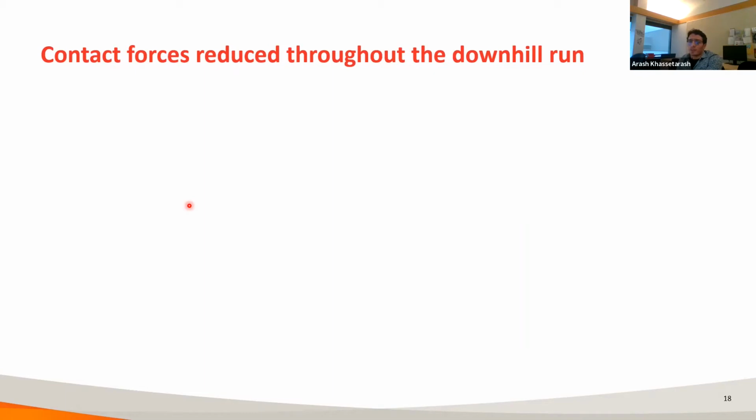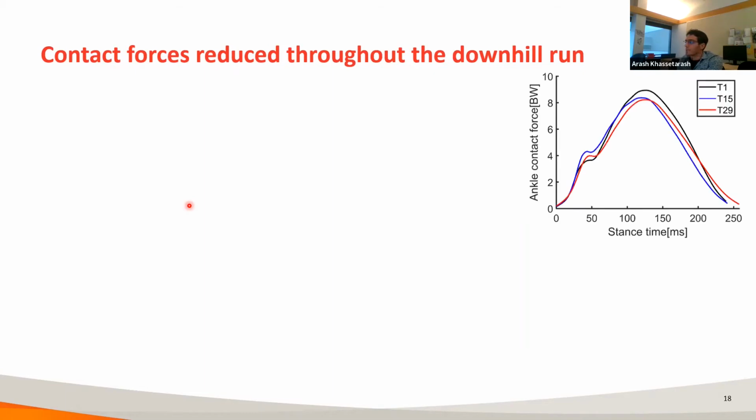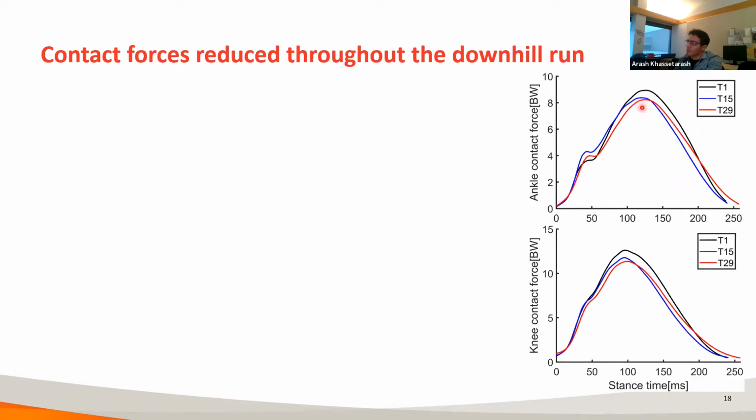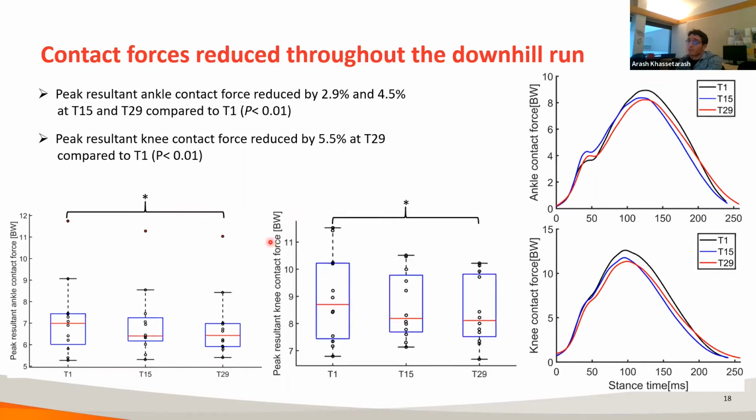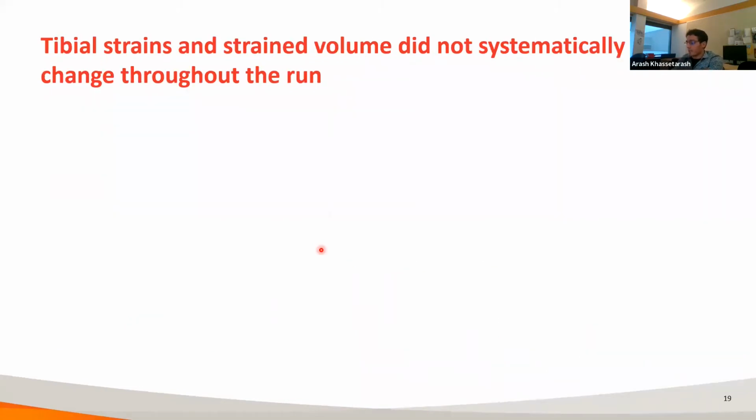Then moving on to contact forces. Here we have an example of ankle contact forces at 3 different time points for a representative participant from T1 to T29. We can see a reduction in the magnitude of the maximum resultant force. Same story is true for knee contact forces. And when we look at our results, the resultant ankle contact force reduced by 4.5% at T29 compared to T1. And the peak resultant knee contact force reduced by 5.5% at the end of the run compared to the beginning, while the hip contact force did not change.